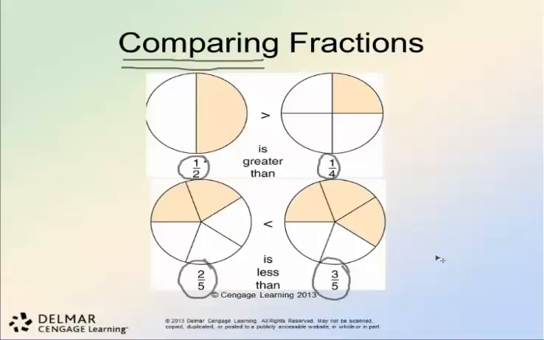And like the bottom example, if the denominators are the same, 2/5 and 3/5, whichever fraction has the smaller numerator is the smaller fraction. So 2 pieces out of 5 is less than 3 pieces out of 5. So 2/5 is less than 3/5. So once the denominators are the same, we basically just compare the numerators.